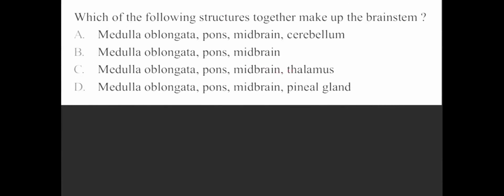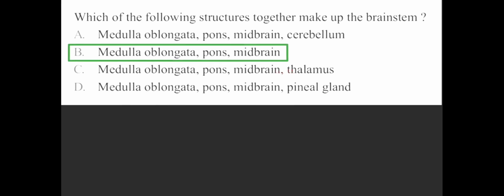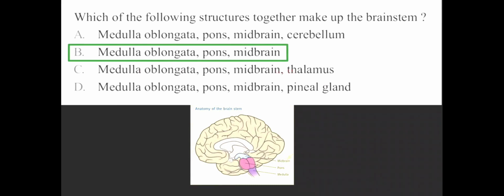Which of the following structures together make up the brainstem? A. Medulla oblongata, pons, midbrain, cerebellum. B. Medulla oblongata, pons, midbrain. C. Medulla oblongata, pons, midbrain, thalamus. D. Medulla oblongata, pons, midbrain, pineal gland. And the correct answer is B. Medulla oblongata, pons, midbrain. Medulla oblongata, pons, and midbrain are the structures which together make up the brainstem.